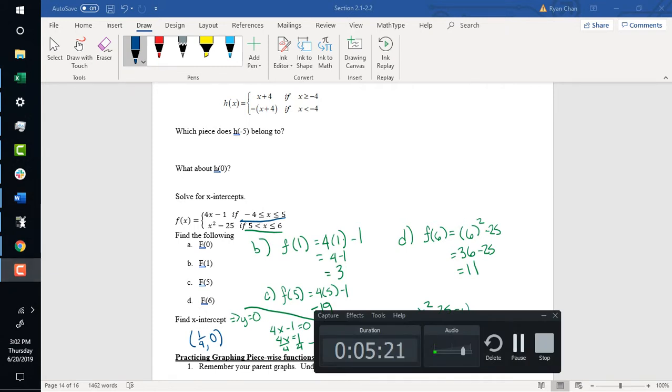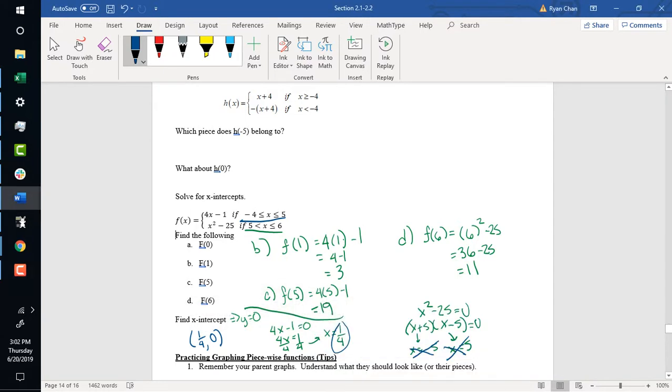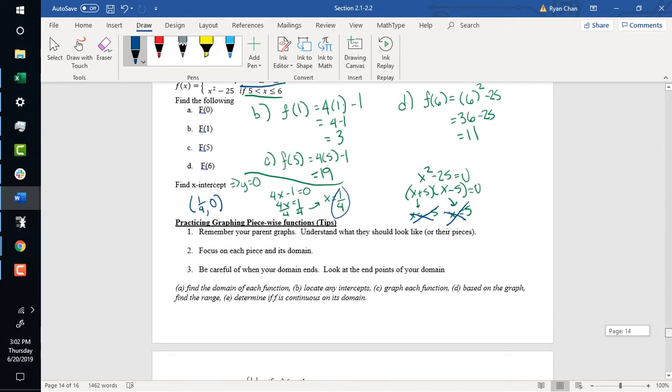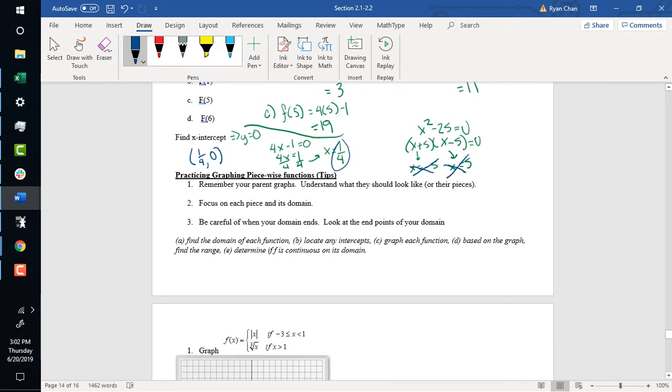Okay, so we're going to move on to our parent graphs and how to graph them. We're going to learn how to graph our piecewise. Now, before we graph our piecewise, one thing we want to do is remember what are called our parent graphs.